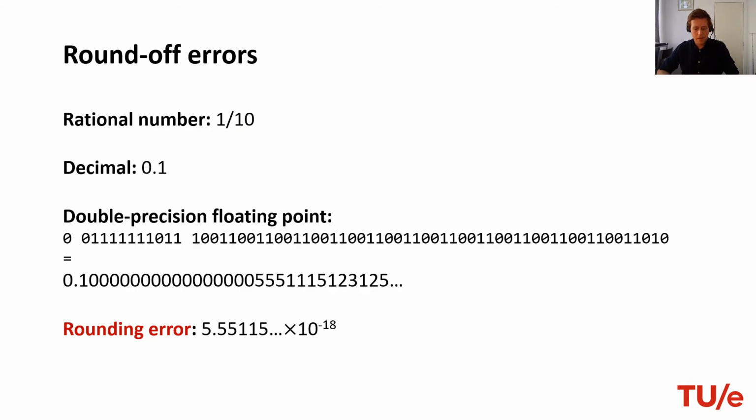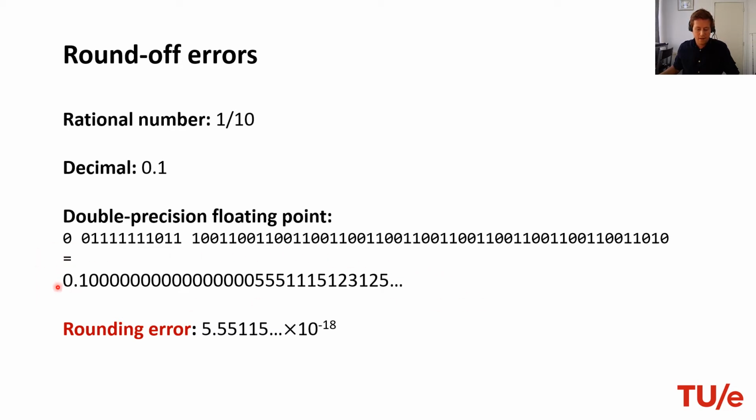An example here, again, is the number 1/10, which in decimal is simply 0.1, which in double precision floating point would have this representation. So that's the IEEE floating point representation, where we have the sign, the exponent, and the mantissa. Now converting this back to decimal would lead us to this number.